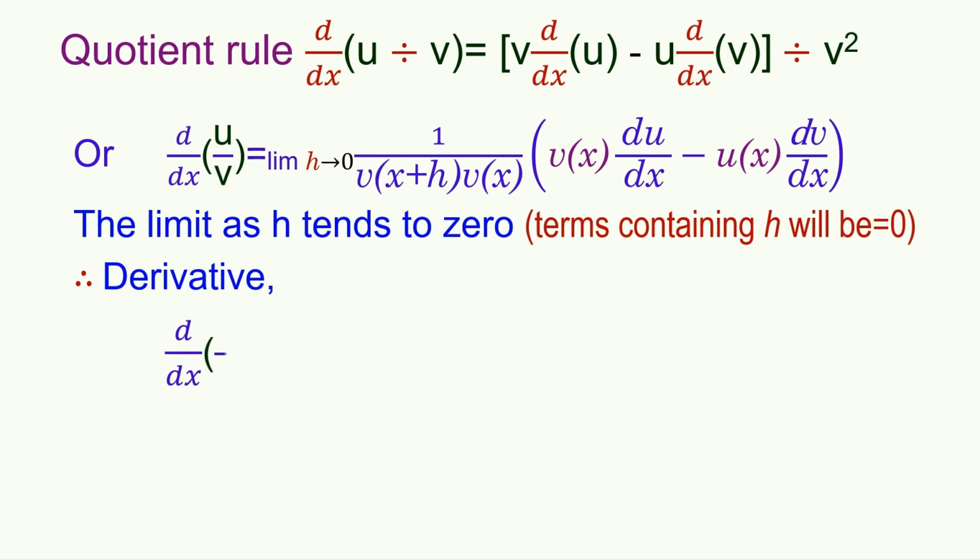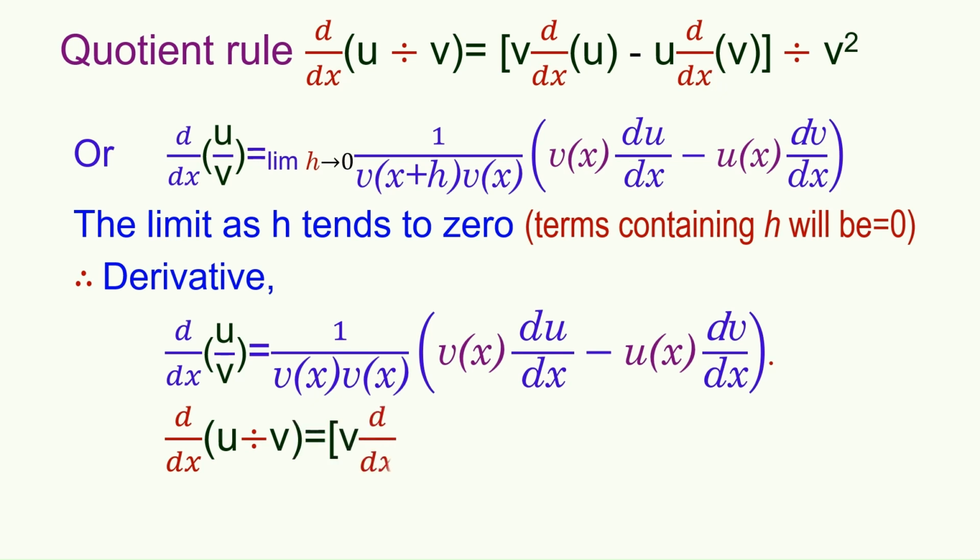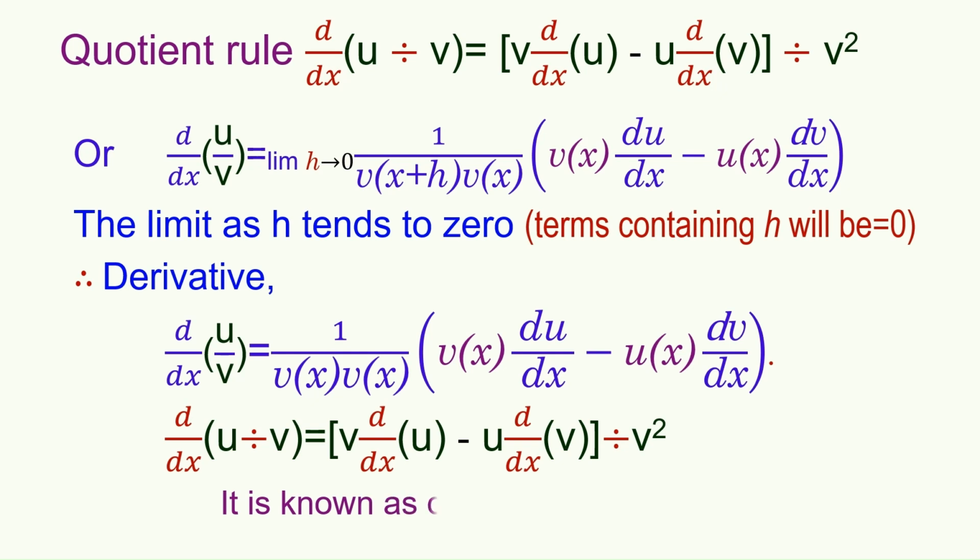Therefore the derivative d/dx of u divided by v equals 1 divided by v(x) times v(x), in bracket, v(x) times du/dx minus u(x) times dv/dx. d/dx of u divided by v equals in bracket, v(x) times du/dx minus u(x) times dv/dx, whole divided by the square of v(x). It is known as the quotient rule.